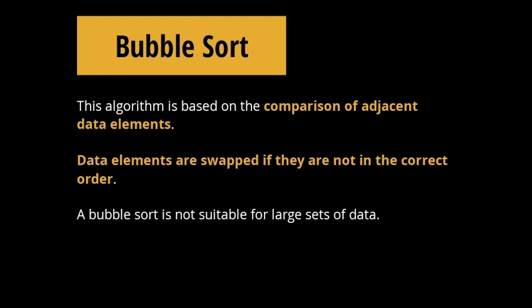Bubble sort algorithm. Imagine you're organizing your bookshelf and you want the books to be in order from the shortest to the tallest. You start by comparing the first two books. If the first one is taller than the second, you swap them. Then you move on to compare the second and third books, swapping if necessary, and continue this process until you reach the end of the shelf.